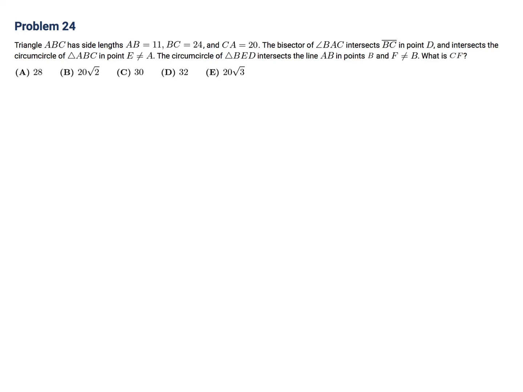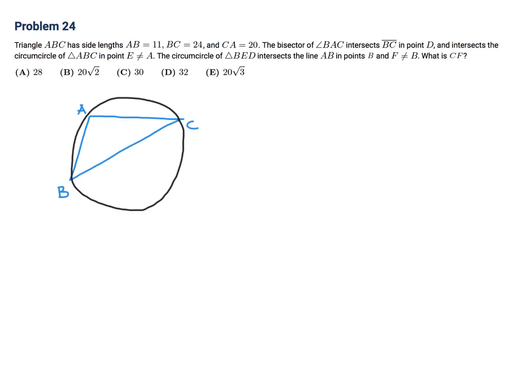Problem number 24. Triangle ABC has side lengths AB is 11, BC is 24, and CA is 20. The bisector of angle BAC intersects BC in point D and intersects the circumcircle of ABC in point E, which is not equal to A. The circumcircle of triangle BED intersects the line AB in points B and F, where F does not equal B. What is CF? Okay, so let's draw this diagram first.